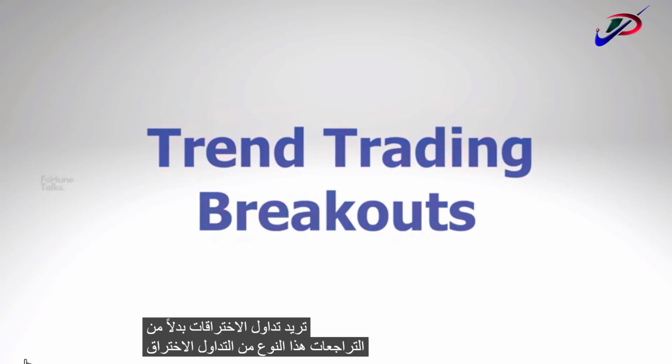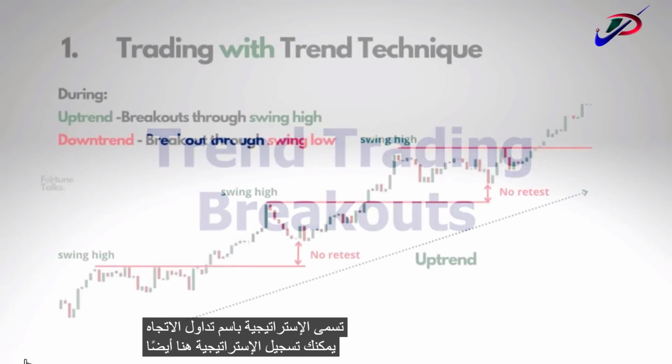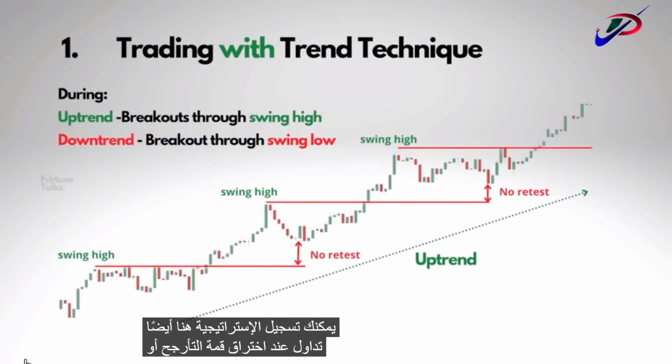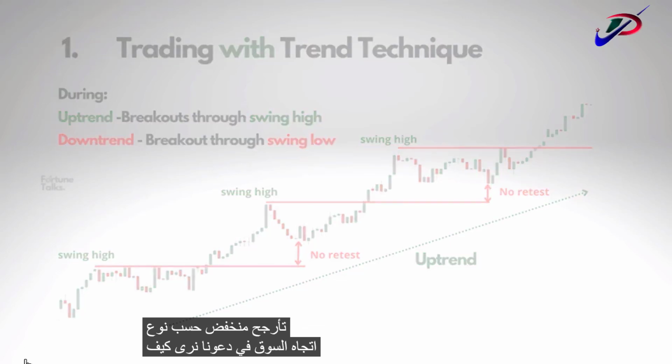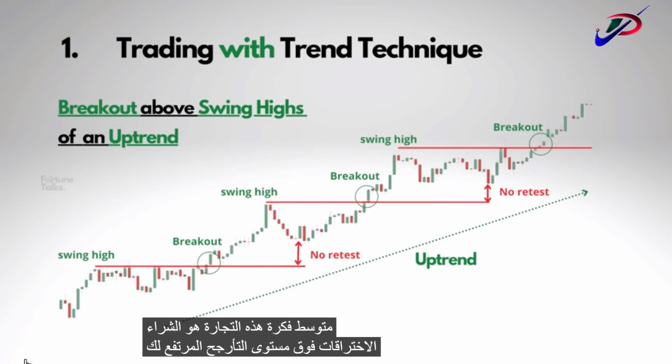This type of breakout trading strategy is called the trend trading breakout strategy. Here you can either trade the break of the swing high or swing low, depending on the type of trend the market is in. Let's see how this works with an example. Let's say the market is in a strong uptrend and the market respects the 20 period moving average. The idea of this trade is to buy the breakouts above the swing high.